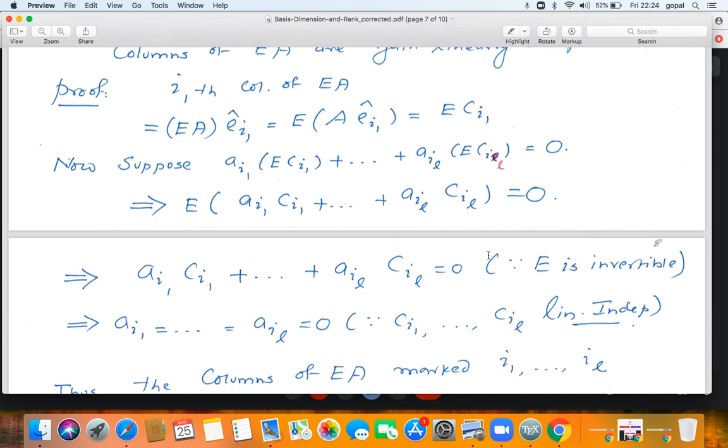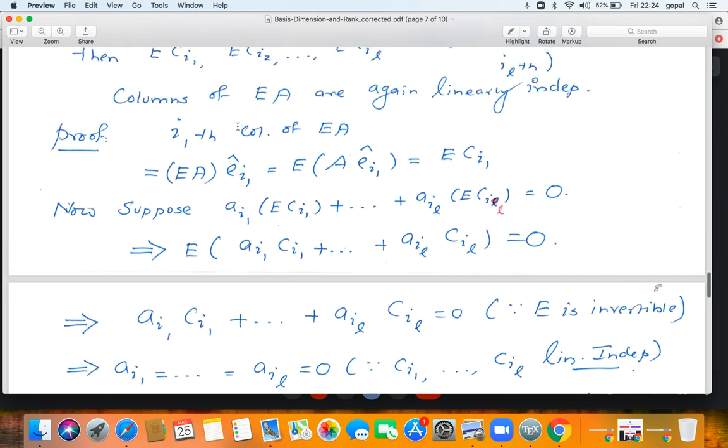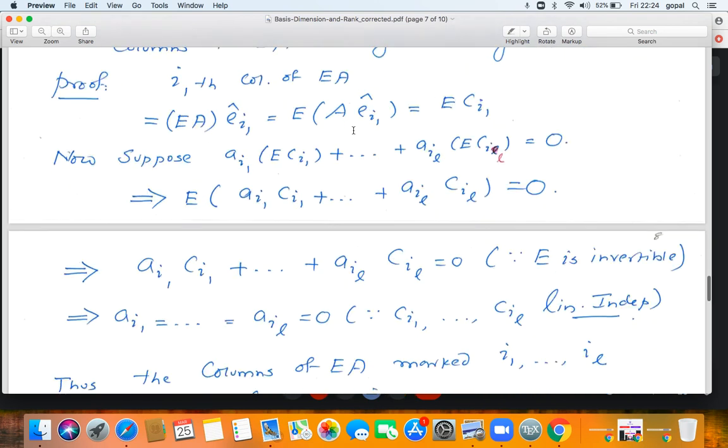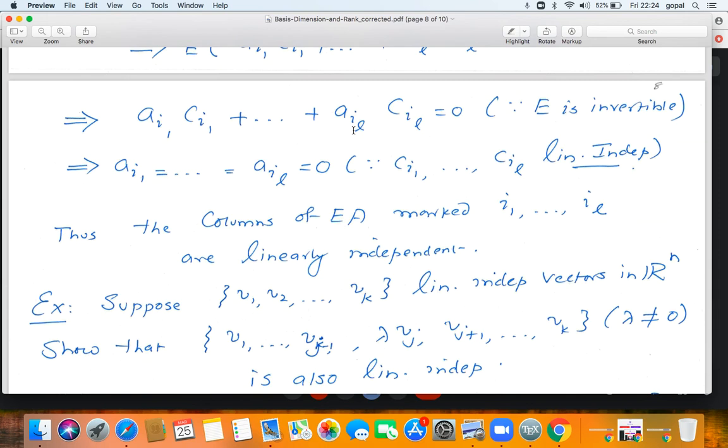But c_i1, c_i2, c_il were linearly independent, remember? Therefore, the coefficients a_i1, a_i2, a_il must be 0. So we have shown that if you have a linear combination of Ec_i1, Ec_i2, Ec_il which is 0, then the respective coefficients must be 0. In other words, if you have marked the columns of a matrix that are linearly independent, then the very same columns in the transformed matrix will also be linearly independent. In other words, if a set of columns in a matrix are linearly independent, they remain so after performing an elementary row operation. What about the rows of a matrix?